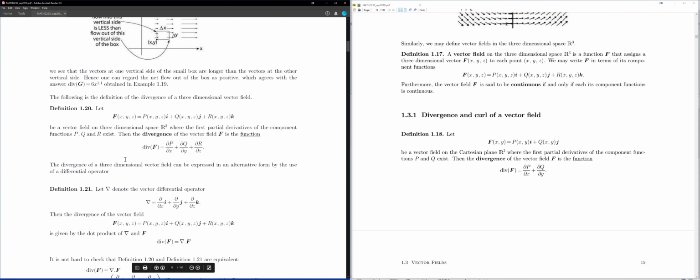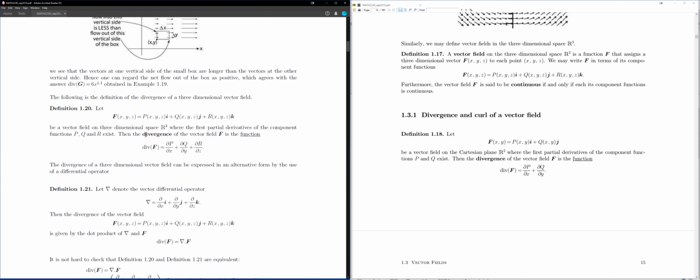Right, so now what we want to do is look at the divergence of a vector field, but now a vector field in three-dimensional space. Recall that a vector field in three-dimensional space means that at each point x, y, z in three-dimensional space, you have a three-dimensional vector, in other words, a vector with x, y, and z components. And those vectors can change from point to point in three-dimensional space.